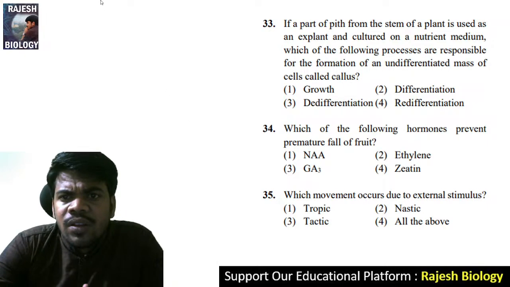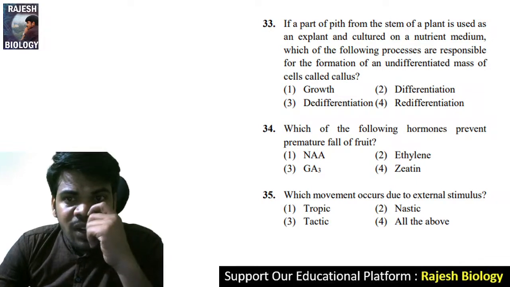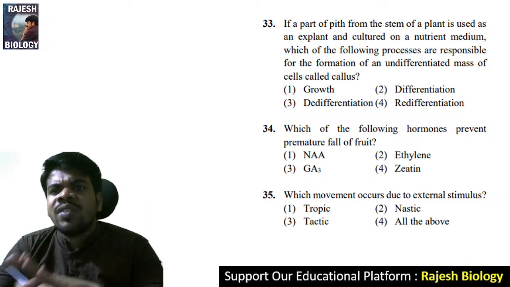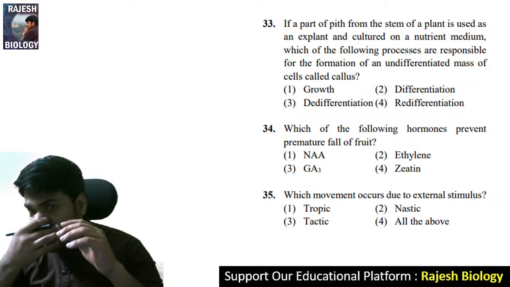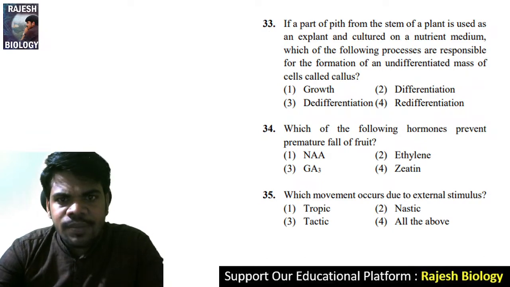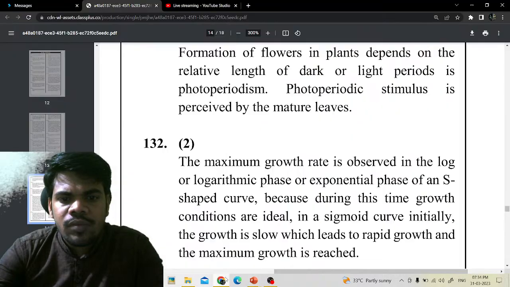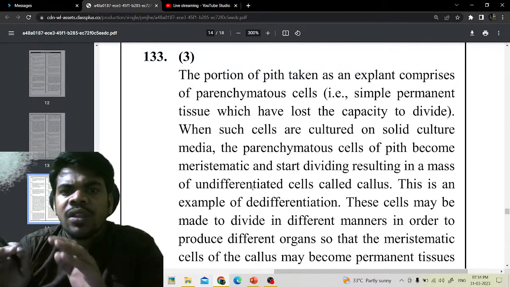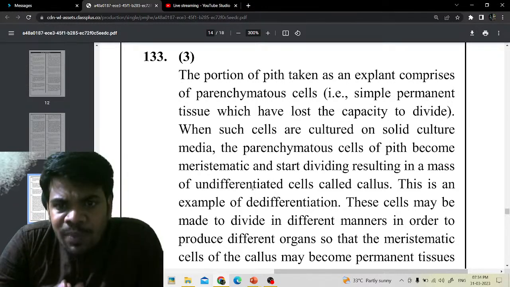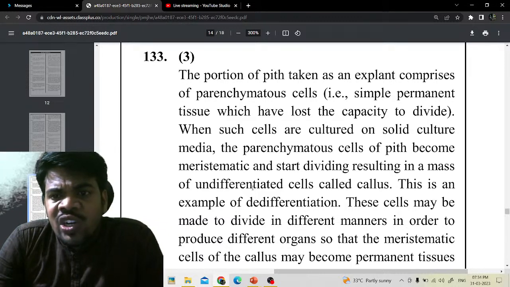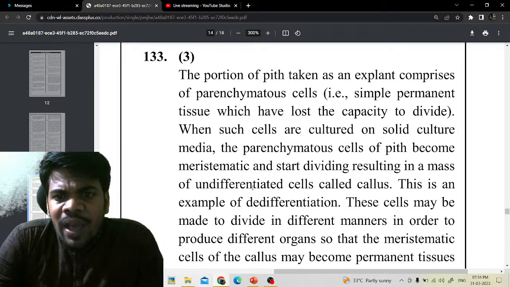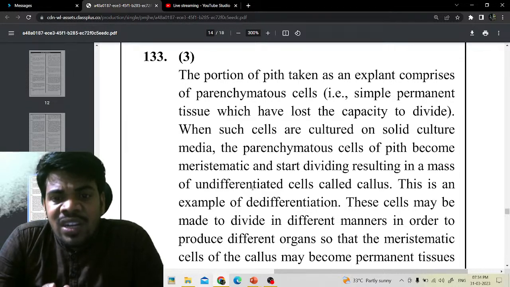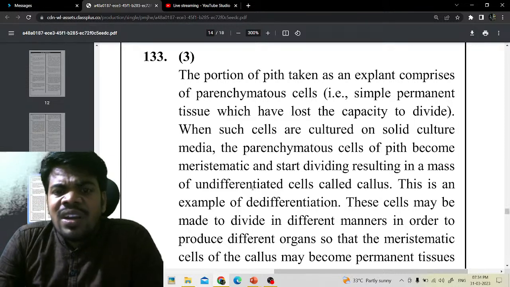If a part of pith from the stem of the plant is used as an explant and cultured on a nutrient medium, which of the following processes is responsible for the formation of an undifferentiated mass of cells called callus? The portion of pith taken as an explant comprises parenchymatous cells. When such cells are cultured on solid culture media, the parenchymatous cells of pith become meristematic and start dividing, resulting in a mass of undifferentiated cells called callus. This is an example of de-differentiation.